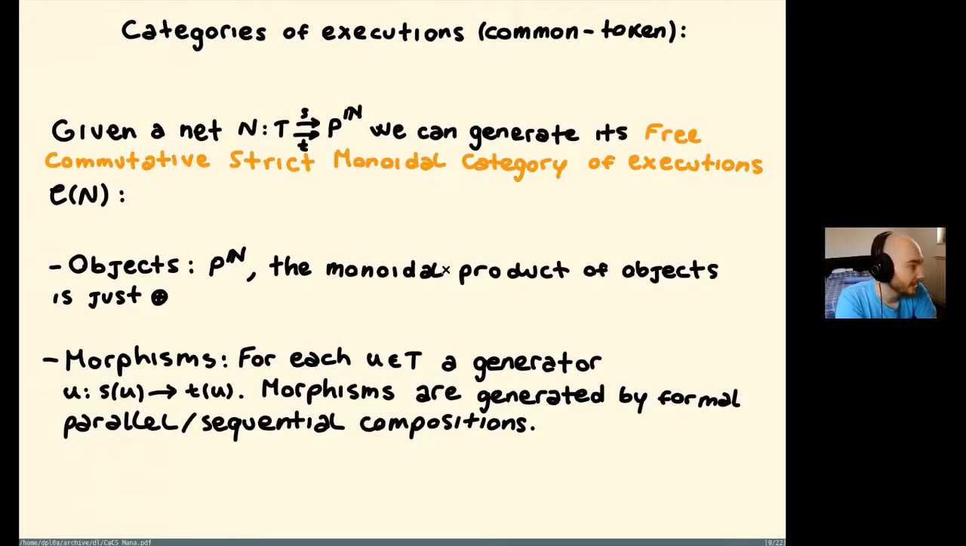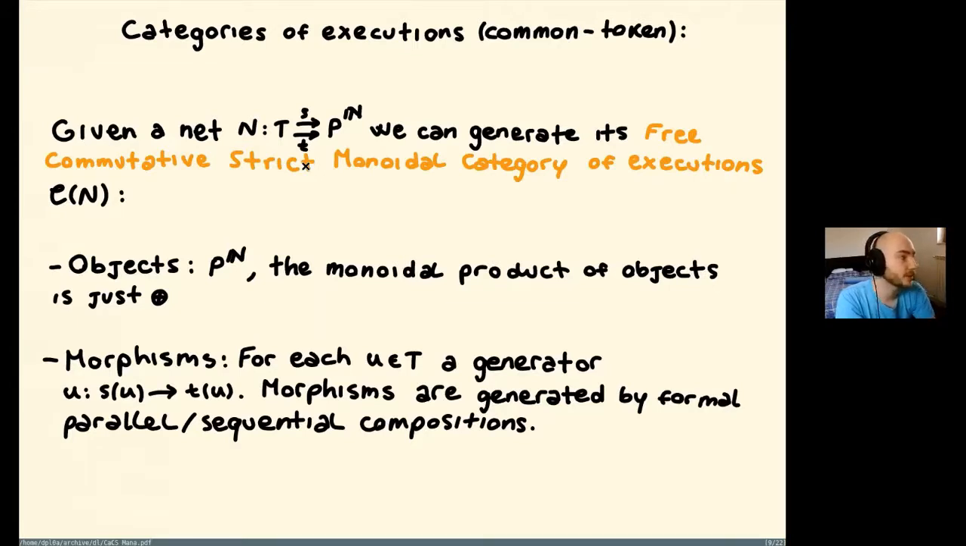And we can also build free commutative strict monoidal categories out of pattern nets. If you're confused about what commutative means, it's just like being symmetric monoidal, but in a really strict way. In fact, A tensor B is equal to B tensor A, and not just isomorphic. And we'll call this category we get out of a net the category of executions, or CN.